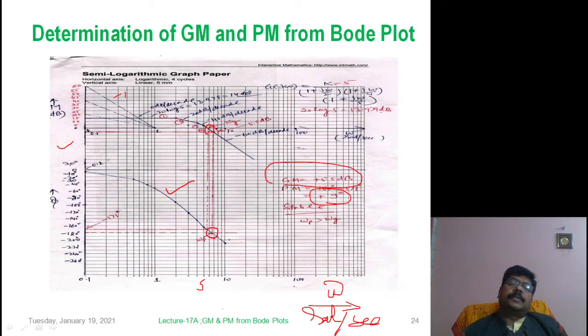Similarly, at the gain crossover frequency, we have to draw a line parallel to the y-axis where it touches and crosses the phase plot, and then from that point a line parallel to the x-axis is drawn, and the gap between this and this will give the angle. So here for this case the angle is minus 171 degrees. So for phase margin, the formula is 180 degrees plus phi, where phi is minus 171. So 180 minus 171, that will be 9 degrees.